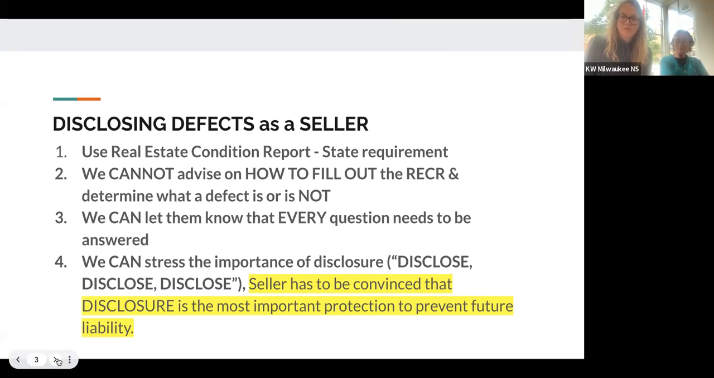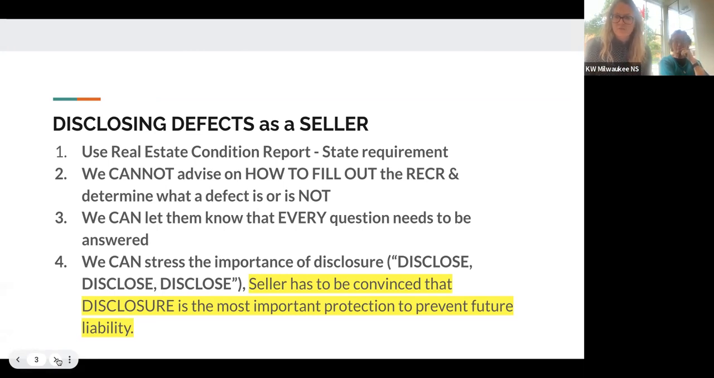So this is a protection for your seller as well, because we don't want to give any out to the buyer if it can be avoided. We can also stress the importance of disclosure. When I'm in front of my sellers, I say I cannot advise you on how to fill this out, but I will say just disclose. The seller has to be convinced that disclosure is the most important protection to prevent future liability. So it's in their best interest to over-disclose.